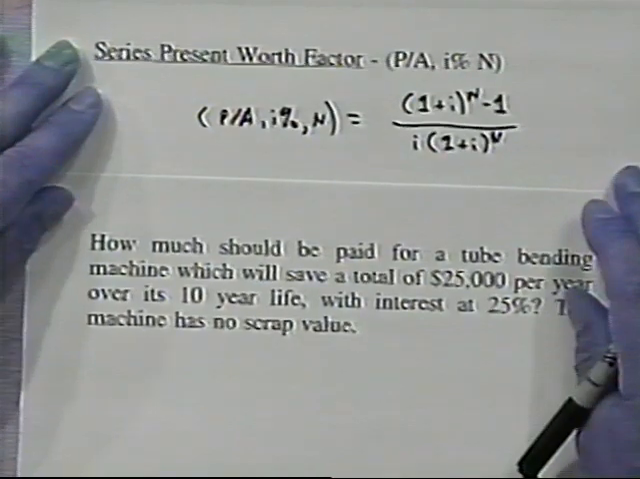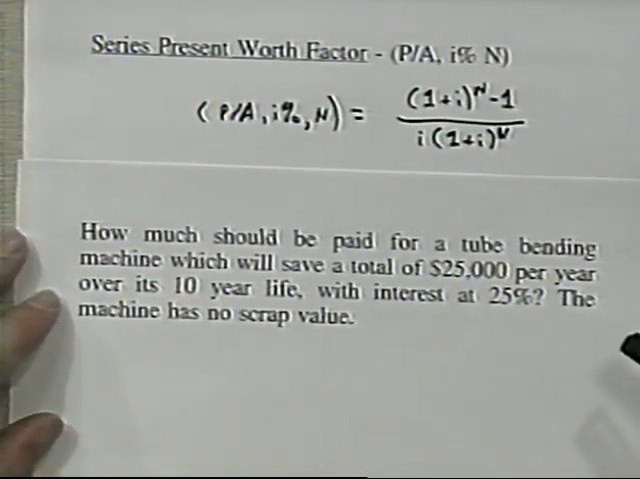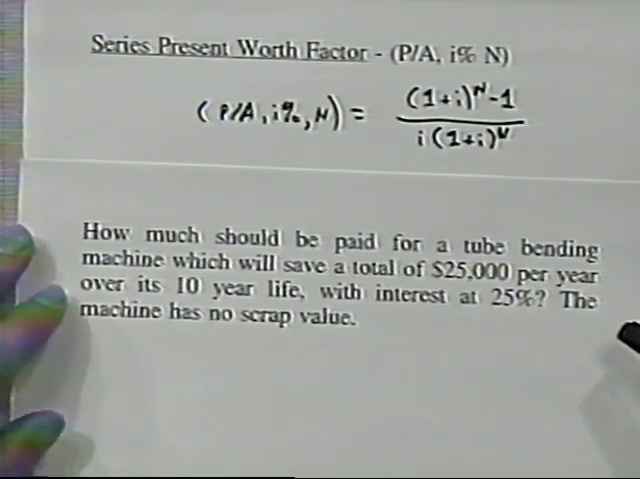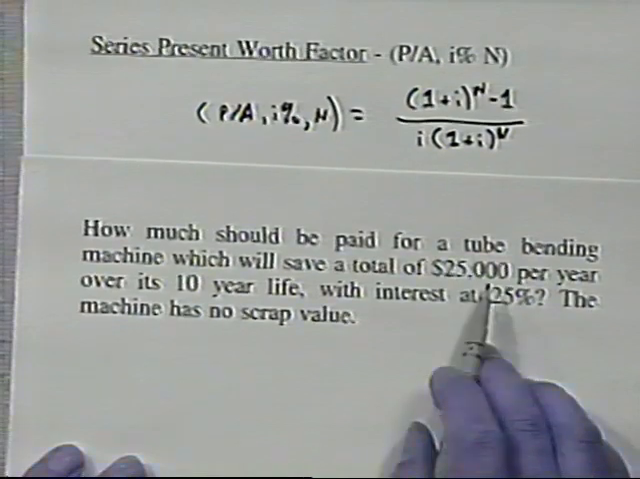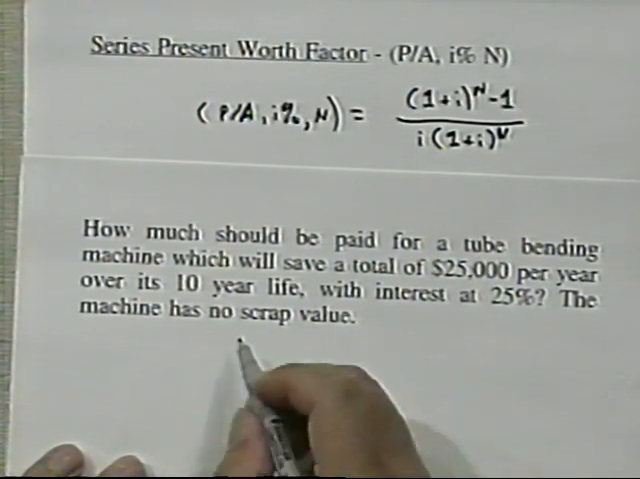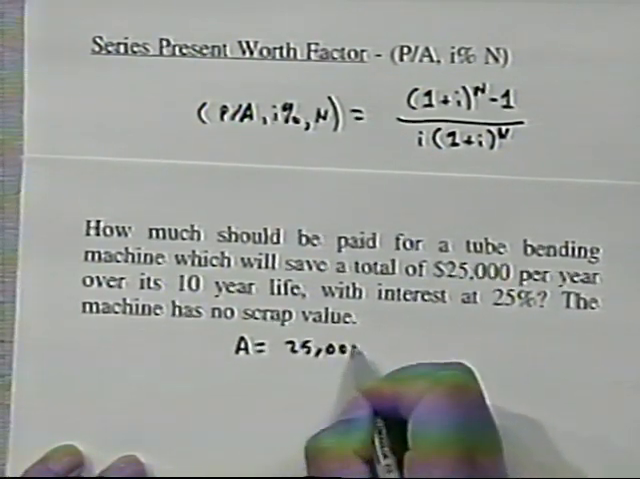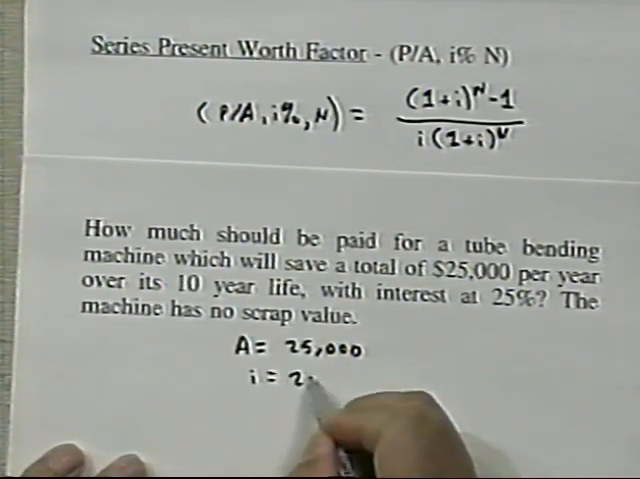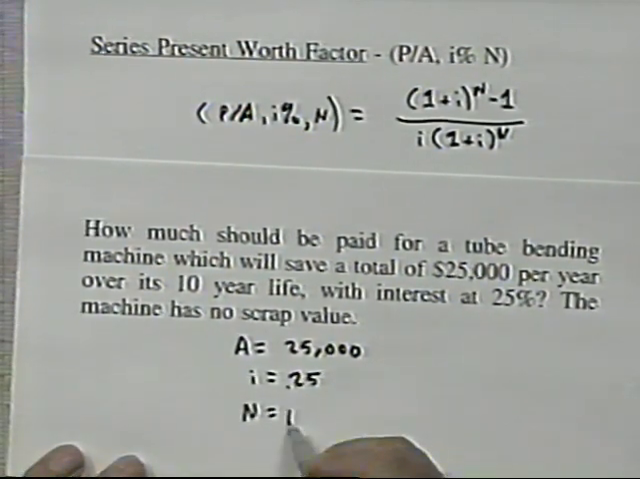Here's a word problem. How much should be paid for a tube bending machine, which will save a total of $25,000 per year over its 10-year life with interest at 25%? So in this case, we know what the savings are, and we want to know how much we should pay for the machine. So we're looking for a present worth. We're given an annuity of $25,000, interest of 25%. Number of periods is 10.